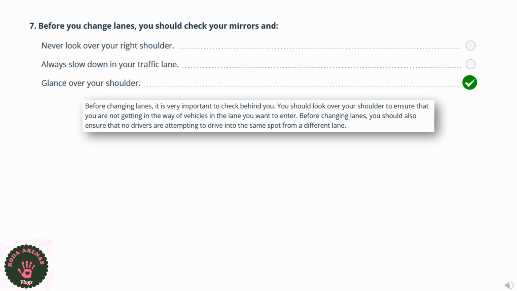Note, before changing lanes, it is very important to check behind you. You should look over your shoulder to ensure that you are not getting in the way of vehicles in the lane you want to enter. Before changing lanes, you should also ensure that no drivers are attempting to drive into the same spot from a different lane.